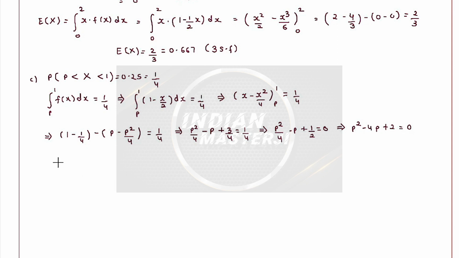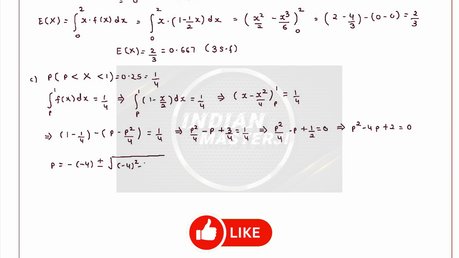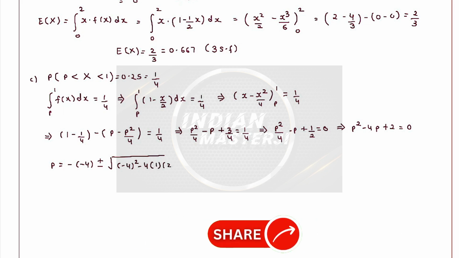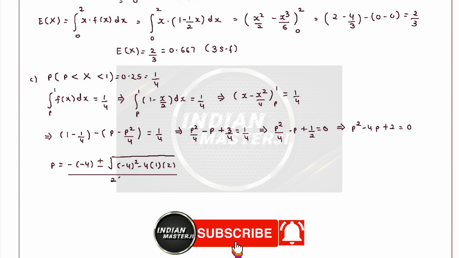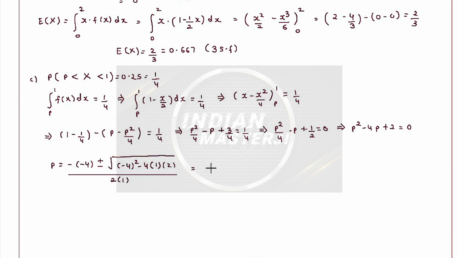Now we are supposed to solve this particular quadratic equation. So we are not able to factorize it directly. So what we can do is we can use the quadratic formula to find out the roots. What I'll get? p is equal to minus of minus 4 plus or minus under root of b squared minus 4ac, that is minus 4 squared minus 4 times a is 1 into c is 2, divided by 2a, that is 2 into 1. So what do I get this as? This becomes minus into minus is plus, this becomes 4 plus or minus square root of, now this is 16 minus 8, 16 minus 8 is 8, divided by 2.